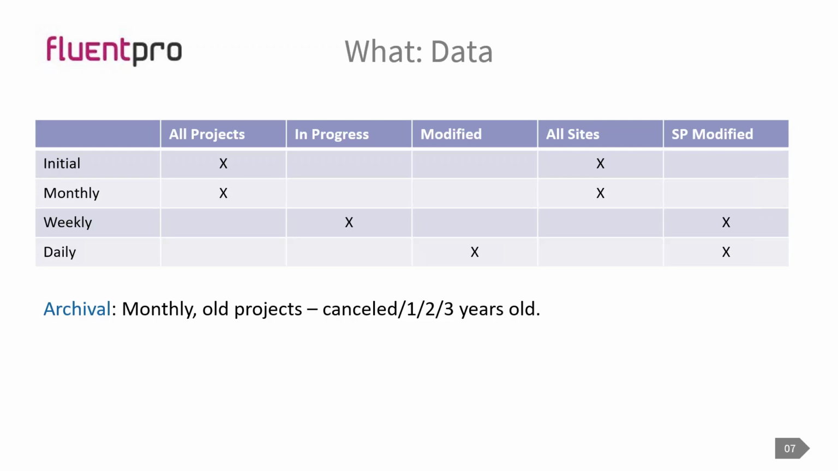Then run the monthly for all your projects that are in your production PWA in all sites. Weekly you can do for everything that is in progress for both sites and projects, and daily for everything that was just modified on that specific day.